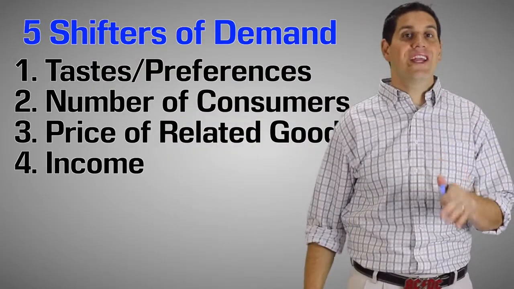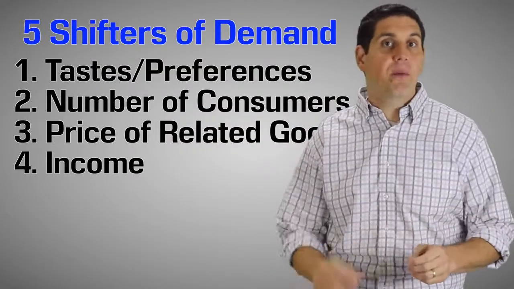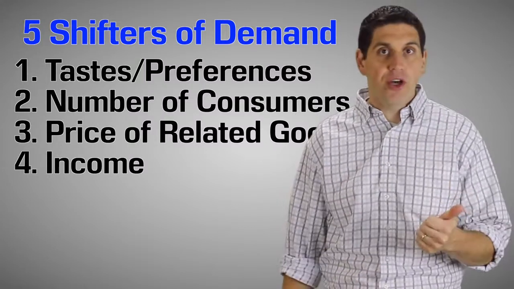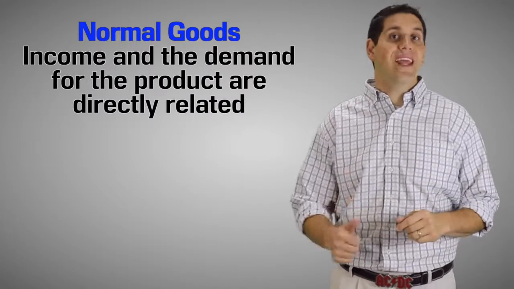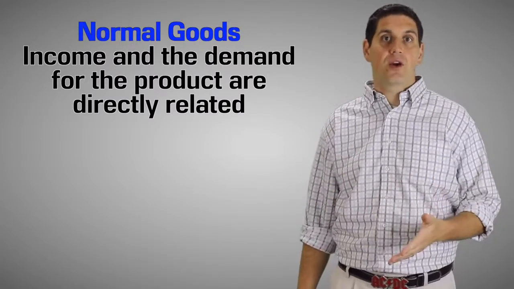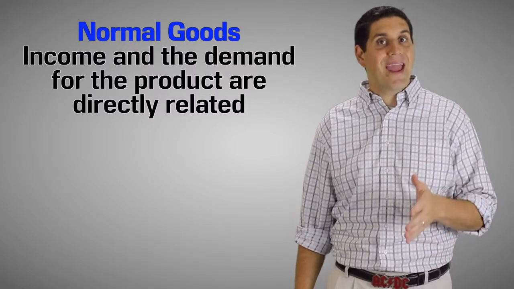Now the next shifter is income. Income is a little tricky because it depends on the type of product. There's normal goods and inferior goods. So let's say that milk was a normal good. This means when there's an increase in income, the demand's going to increase. And when there's a decrease in income, the demand's going to decrease.